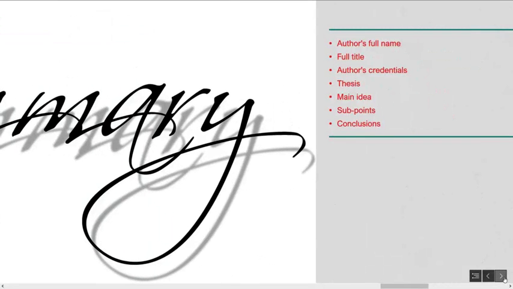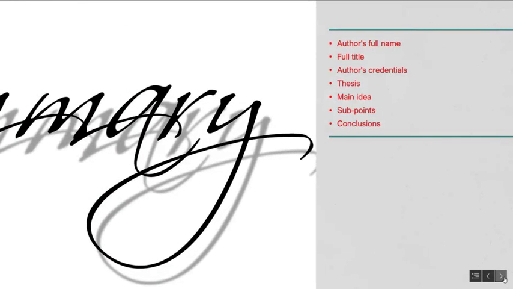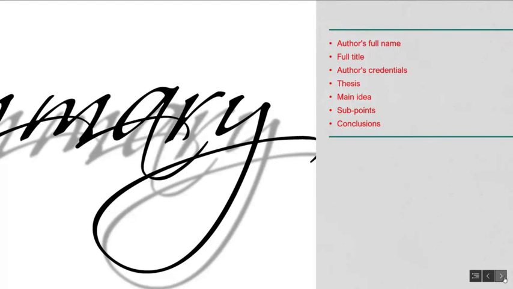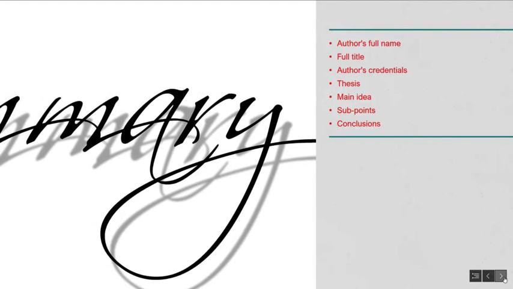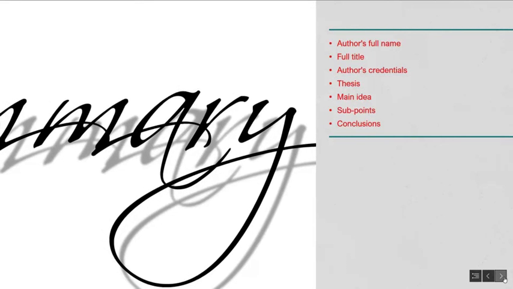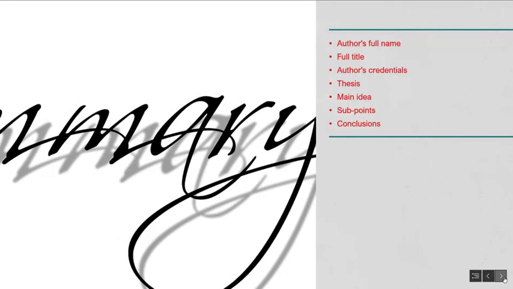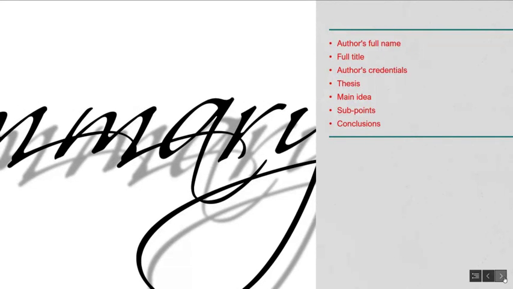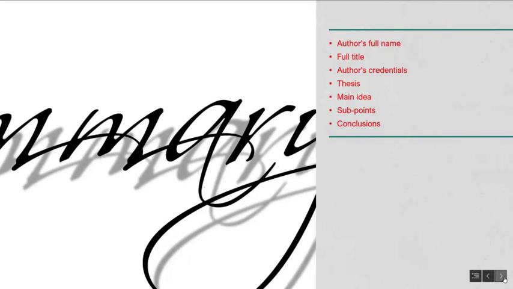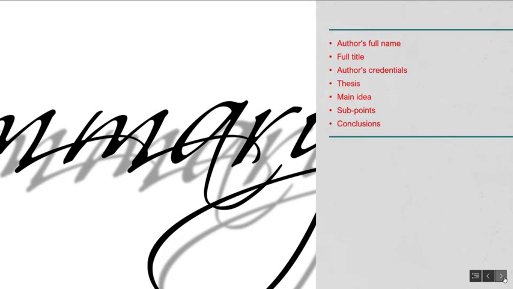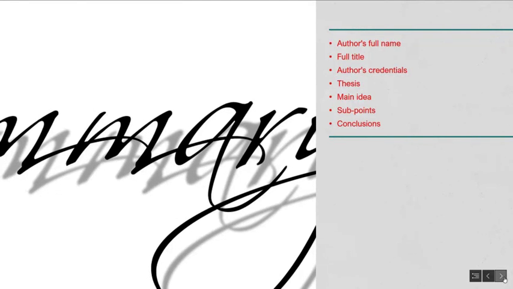So with your summary, you're going to want to have the author's full name. And this is a side note: when you are writing a paper, you should not call the author by the first name. You don't have to call them Mr. Smith or Mrs. Smith, or Dr. Smith, but you need to call them by their full name.